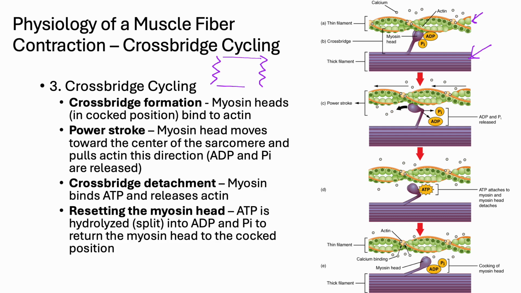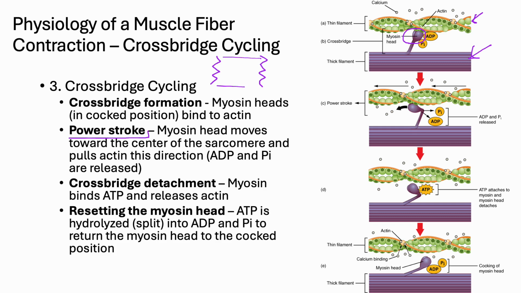Now in cross-bridge formation, the myosin that has this head structure, the thick filament, is going to bind to actin. Now remember, this can't happen without the presence of calcium to remove those regulatory proteins. So far, nothing has shortened, right? We just have the binding of the myosin head to the actin.